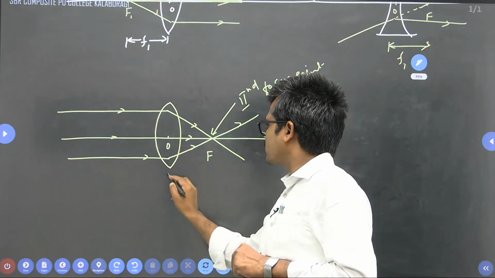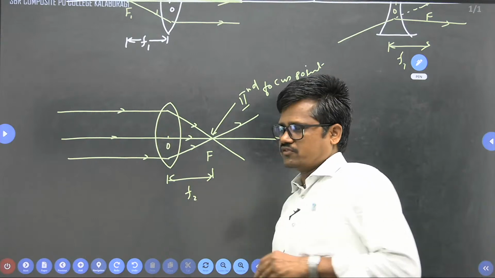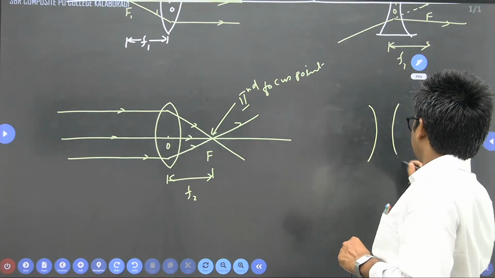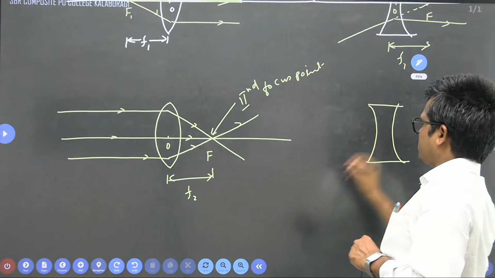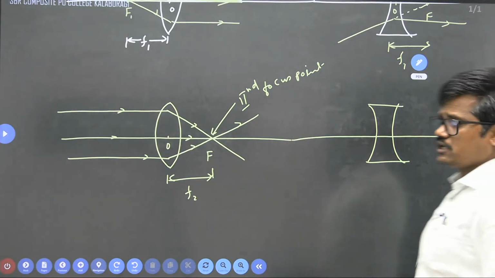And the distance, this is the optic center. The distance of that second focus point, the focal length, we say it is f2. In the same way for concave, what is the condition here?